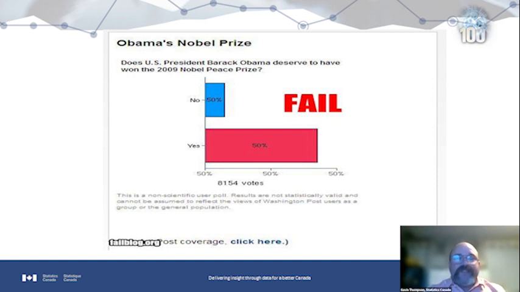This one's a fun one to me. This one has properly labeled axes, maybe. It's got the number of votes. It says it's non-scientific, so that's nice.